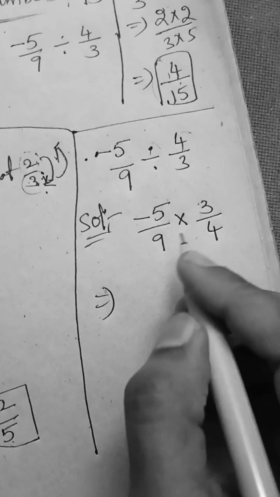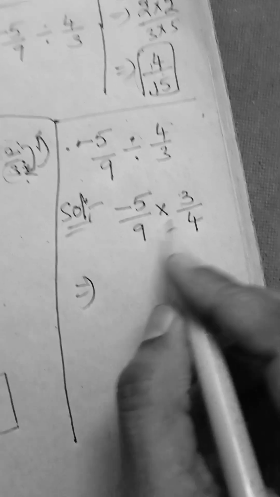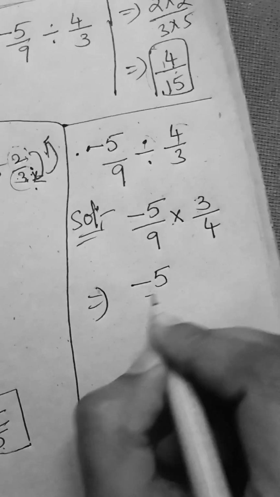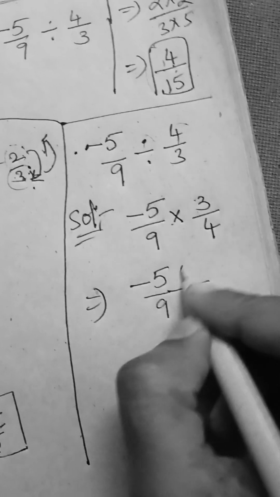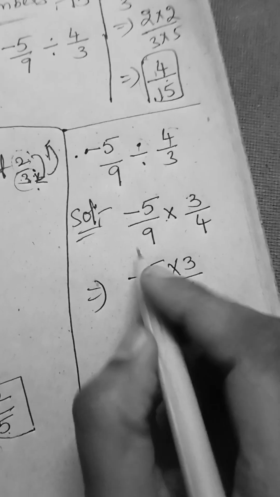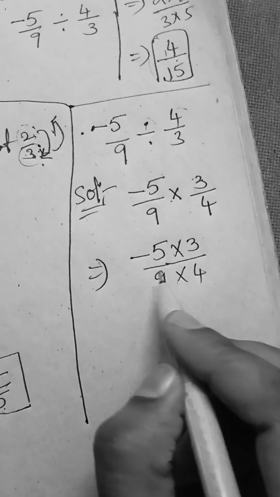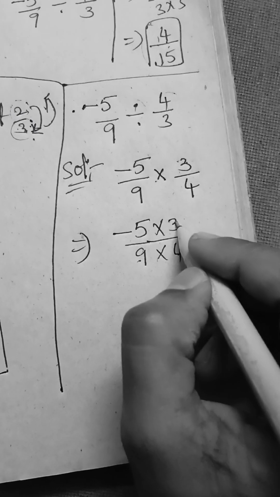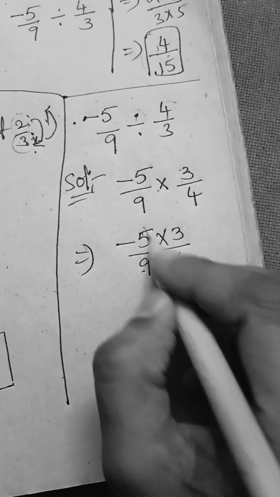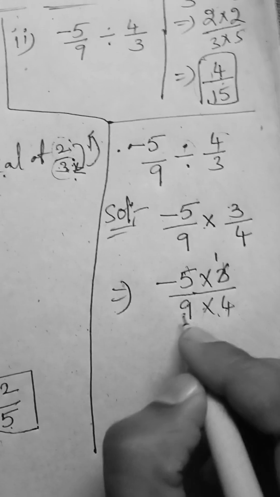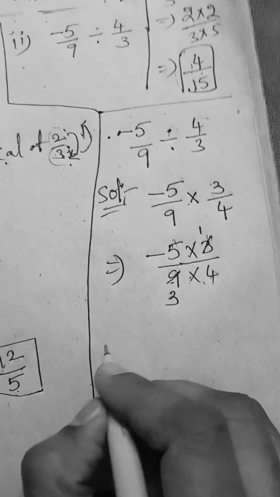Okay, now these both are in multiplication. Minus 5 by 9, how to write? Numerator into numerator, with 3 by 4. Now minus 5 into 3 divided by 9 into 4. Now is there any cancellation? Numerator with denominator, we have to do cancellation wherever possible. Any cancellation? Now 3 1s are 3, 3 3s are 9.